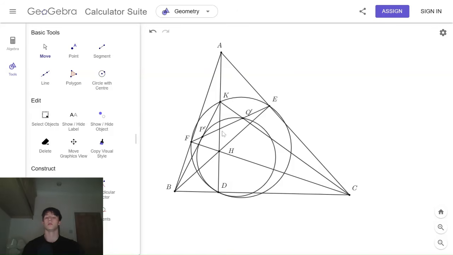Okay, let's not rush now. Oh, my voice is getting so much worse. We want to show that these two circles are tangent. Oh my goodness. Okay, let's have a little think how we want to show that.